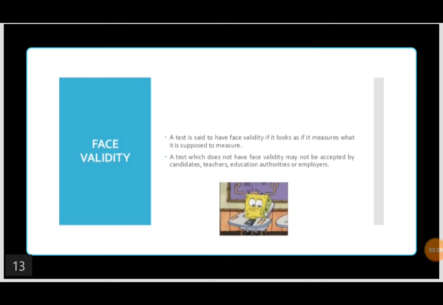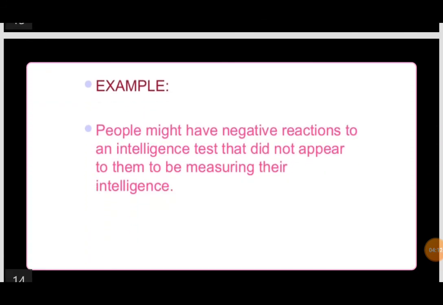Face validity. A test is said to have face validity if it looks as if it measures what it is supposed to measure. A test which does not have face validity may not be accepted by candidates, teachers, education authorities, or employers. Example. People might have negative reactions to an intelligence test that did not appear to them to be measuring their intelligence.